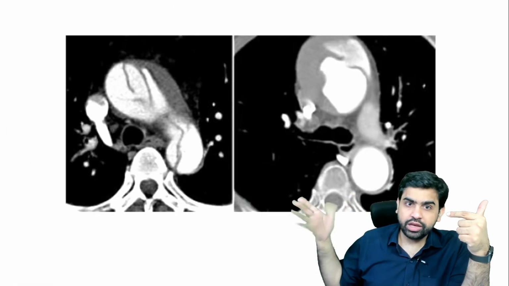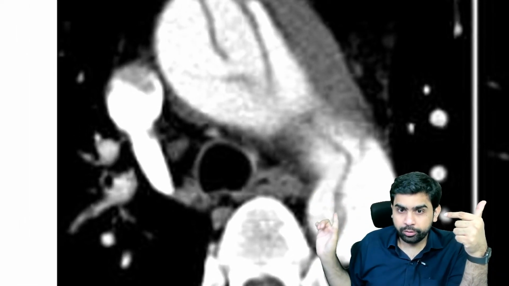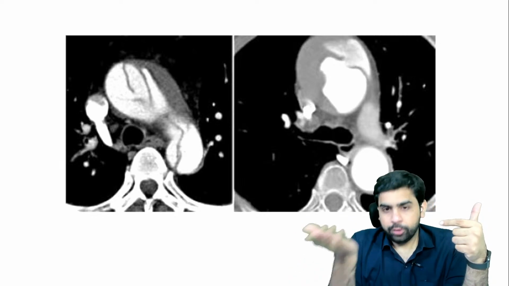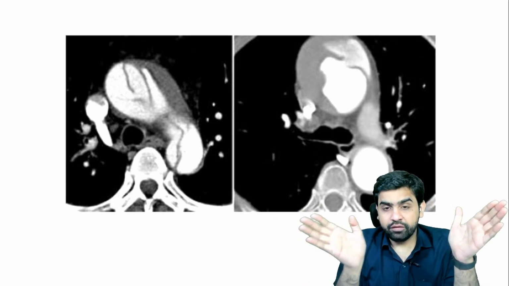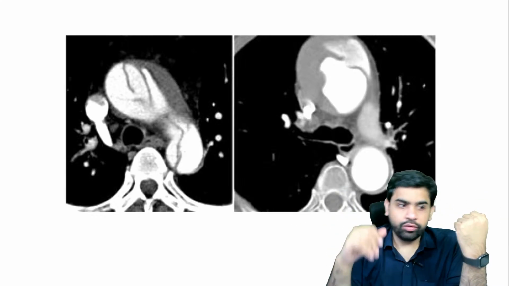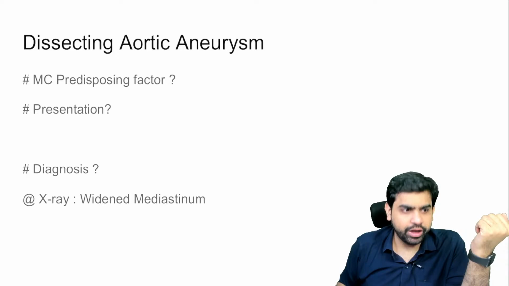What is this? The CT scan, you can have a look at this. This is a dissecting aortic aneurysm. Are you able to appreciate this? This is the intima, which is being dissected, and the white colored thing you're seeing is the contrast. This is the arch of the aorta, so this is a dissecting aortic aneurysm of the arch of the aorta. This is an aortography.